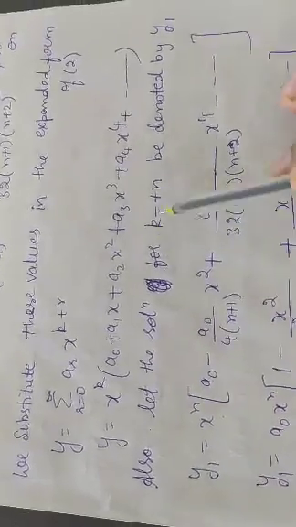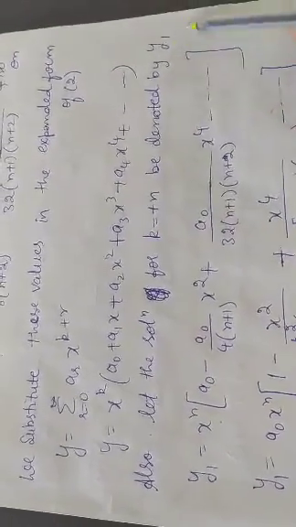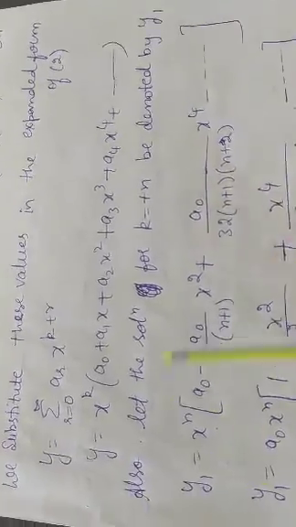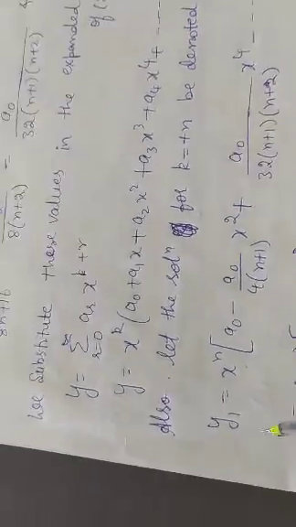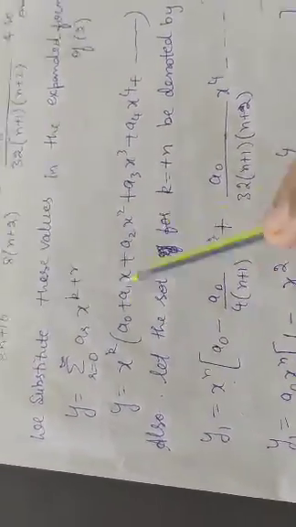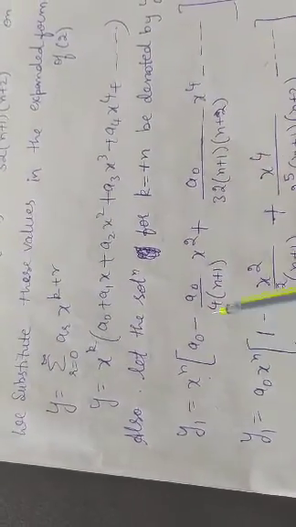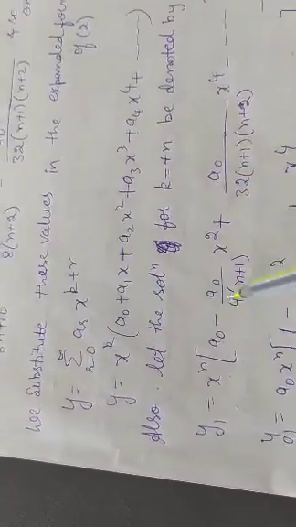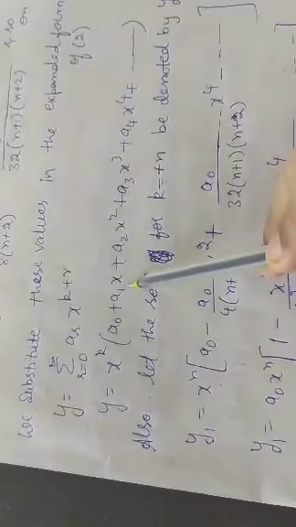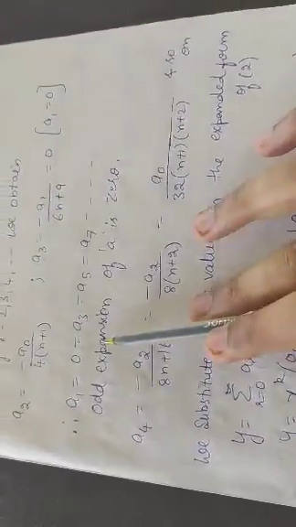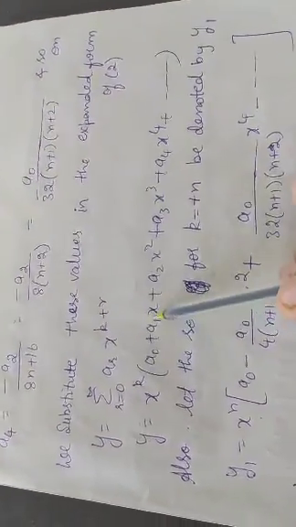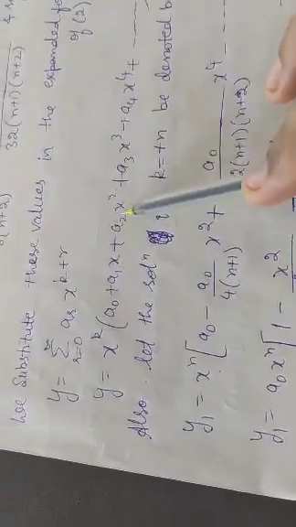Also, let the solution for k equals plus n be denoted by y1. Since we already found that the value of k is plus or minus n, we are considering only k equals plus n first, and we call this solution y1. So what is y1? Substitute k equals n: x power n into a0. Next, a1 is 0, because we have already proved that all odd coefficients are 0, so this term is completely 0.